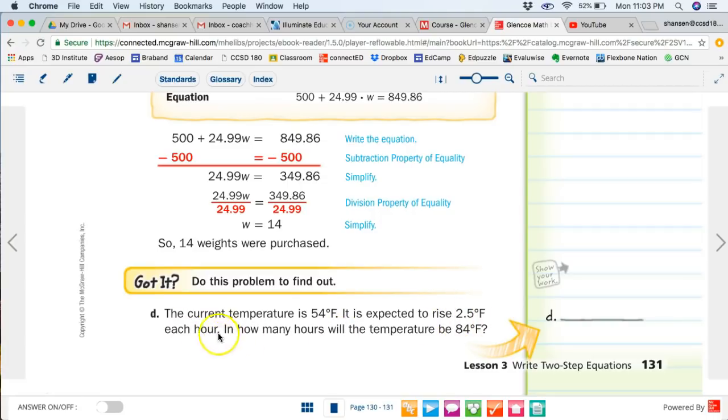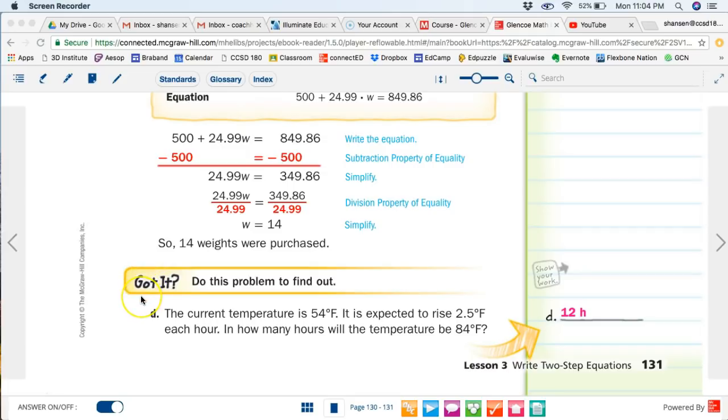2.5 degrees each hour sounds like the variable hour. You can use h if you want to. Check back when you're done. Alright, so you should have 12 hours. Something like 2.5h plus 54 equals 84. Subtract 54 from both sides. You get 30. And 30 divided by 2.5 should give you the 12. Alright.